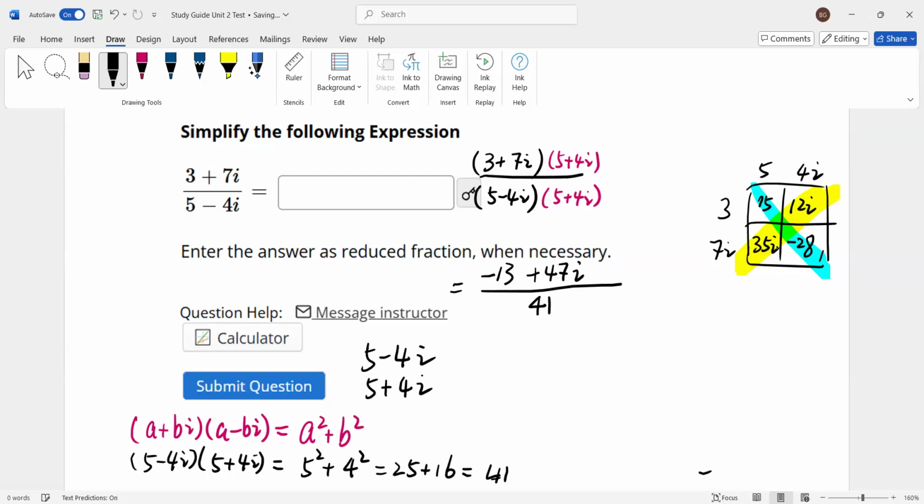Let's see the requirement. Enter the answer as a reduced fraction when necessary. Simplify the following expression. Reduce the fraction. What does that even mean? Enter the answer as a reduced fraction when necessary. To me, this is good enough.